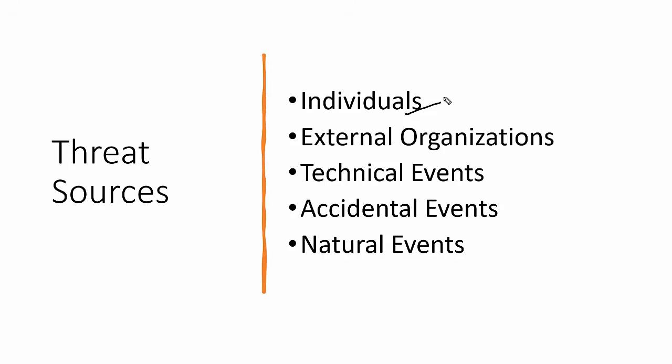Then we have external organizations like activists, criminal individuals, terrorists, and all that. Then we have technical events which can be a threat for us, organized crime and all that. Then we have accidental threats, where an employee clicks on some link and all that. Then we have natural events like floods and everything. So it is very important to pen down the possible threats.